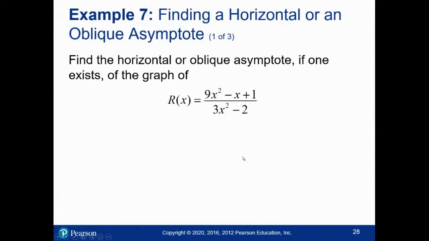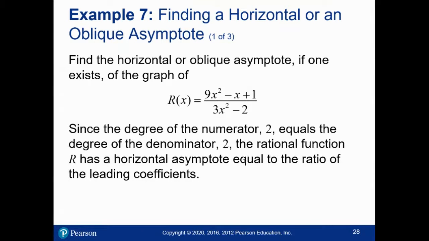So let's do another example, all the same steps. Find the horizontal or slant asymptote, if it exists, of the following. First step, make sure it's in lowest terms. Then ask what's the degree of the numerator versus the degree of the denominator, and go through those steps. So it is in lowest terms. The degree of the numerator and denominator are both 2, which means you just have to take the ratio of leading coefficients, which is just 9 over 3, and you get y equals 3 is a horizontal asymptote.